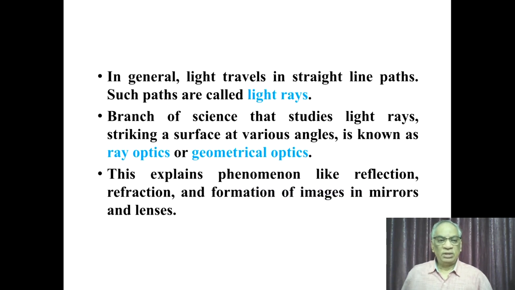the branch of science that deals with the studies of light rays striking a surface at various angles is known as ray optics or geometrical optics. In general, light is supposed to travel in straight line paths, and those paths are called light rays. Hence, the study of light rays striking a surface at various angles is known as ray optics. This explains phenomena of light such as reflection, refraction, formation of images in mirrors and lenses, etc.